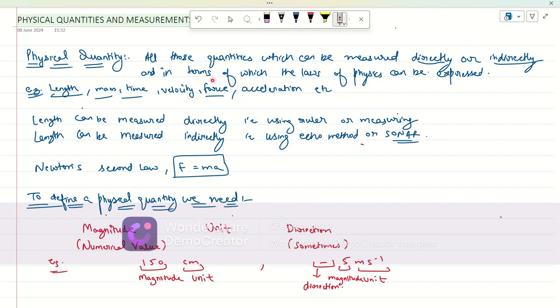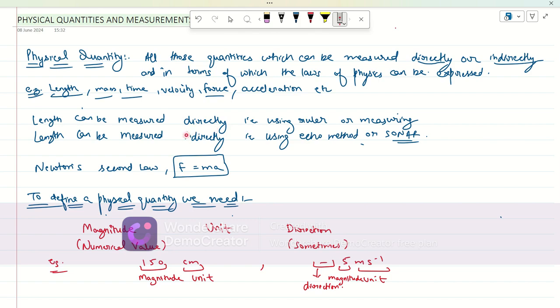Now, in terms of which the laws of physics can be expressed. Newton's second law states that force is equal to mass into acceleration. This is a law of physics, and we can express this law in terms of three physical quantities: force, mass and acceleration. So this is what a physical quantity is.